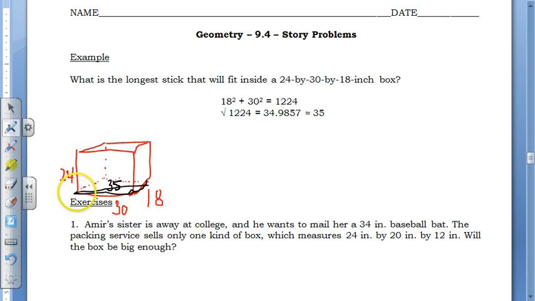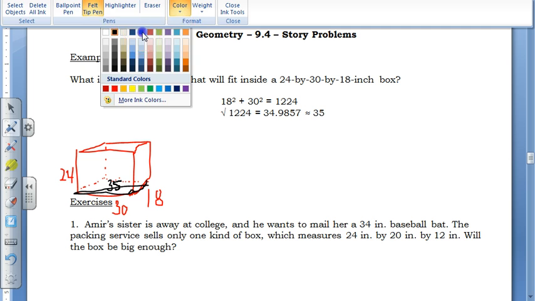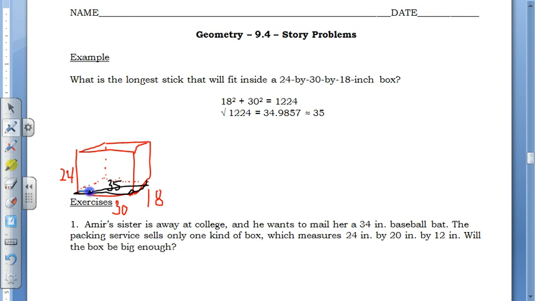Now that is going from this corner to this corner, but the longest stick will actually go from this corner to this corner. So I'm going to draw a new triangle in here. This is one leg. Here's the other leg. And then the hypotenuse is now the longest side. The first leg has a length of 35. It's the same as the hypotenuse of the first triangle. And then this leg right here is going to be the same as this one, 24.